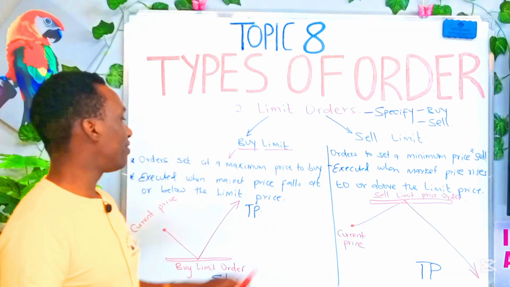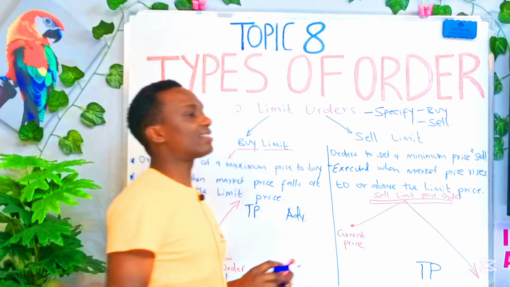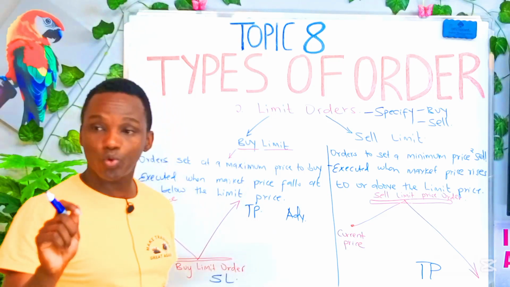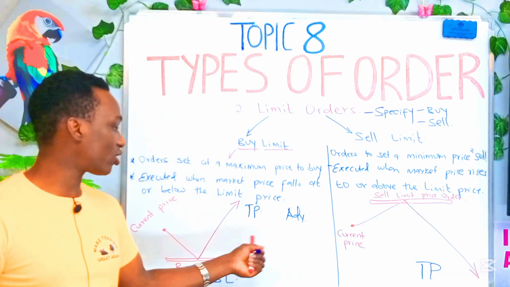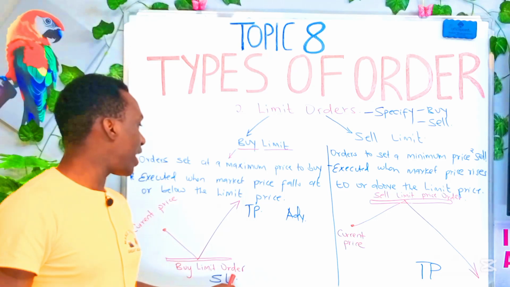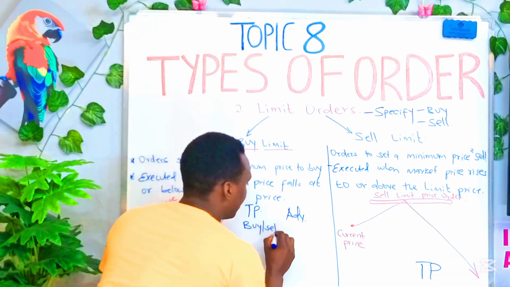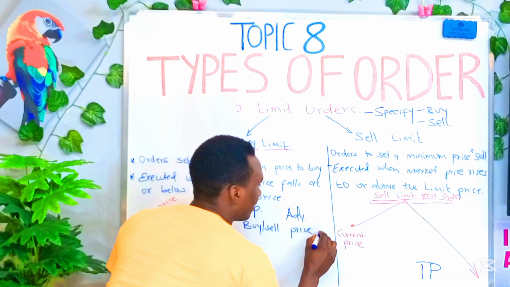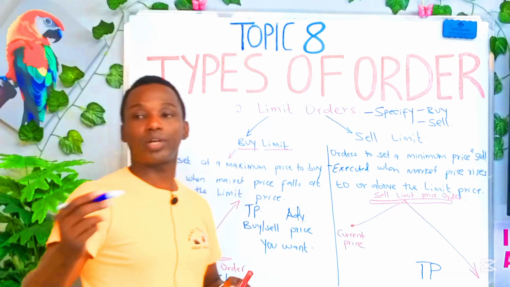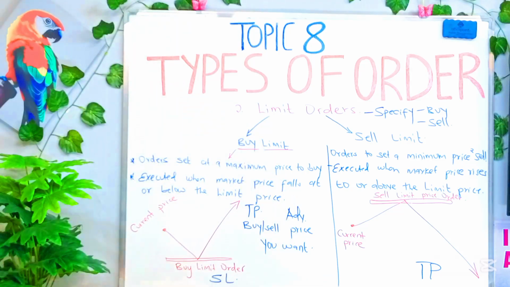So the advantage here is that you can buy and sell at the price you want. Remember, this is the price that you yourself have set. This is not like market orders, where you instantly buy or sell. You buy and sell at the price that you want. This is the advantage. You get the power to decide.